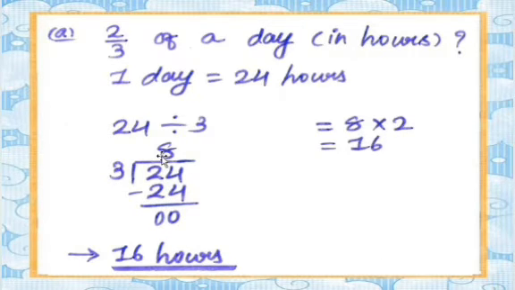Now 8 multiplied with the numerator. So 8 2s are 16. But what do we write in the brackets? In hours. So 16 is our answer. 16 hours. Understood? 2 upon 3 of the day is 16 hours. Understood, my dear students? I hope you all have understood.